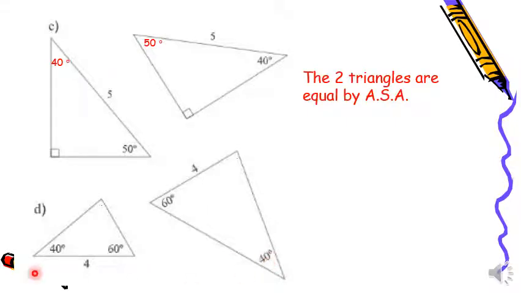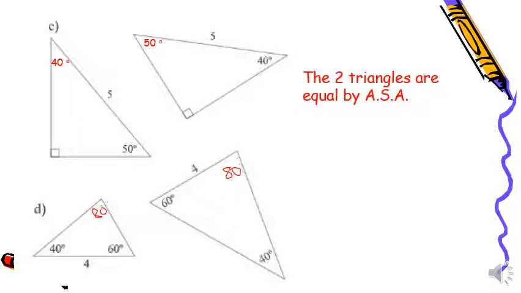Okay, if you think in another way, can I find this angle? Yes, 40 plus 60, it's 100, so here it's 80. Similarly, 60 plus 40, so here it's 80. Now I have a side between two angles, but look, here I have 40, here I have 60, here I have 4, here I have 4, here I have 60, here I have 60. Okay, so 60 is equal to 60. 4 is equal to 4, but 40 is not equal to 80. So these two triangles are not equal.